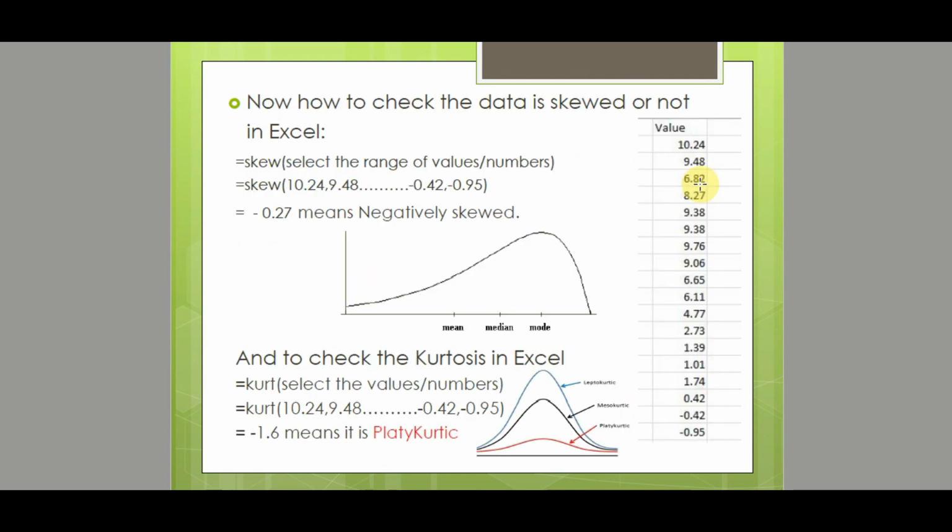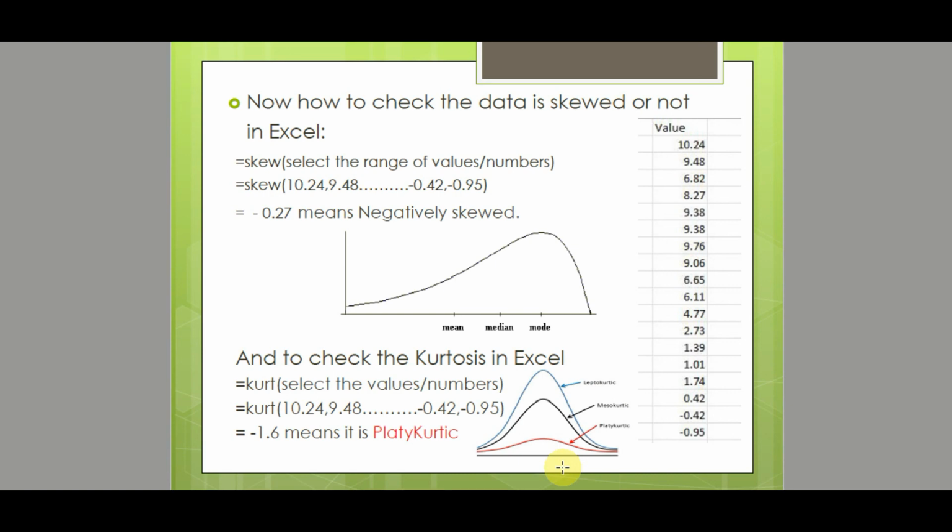To check whether the data is skewed or not, type SKEW and select the range of values. If we have a value like minus 0.27, it means negatively skewed. And also to check the kurtosis, type KURT with a range of values. If it is minus 1.6, then it is platykurtic.